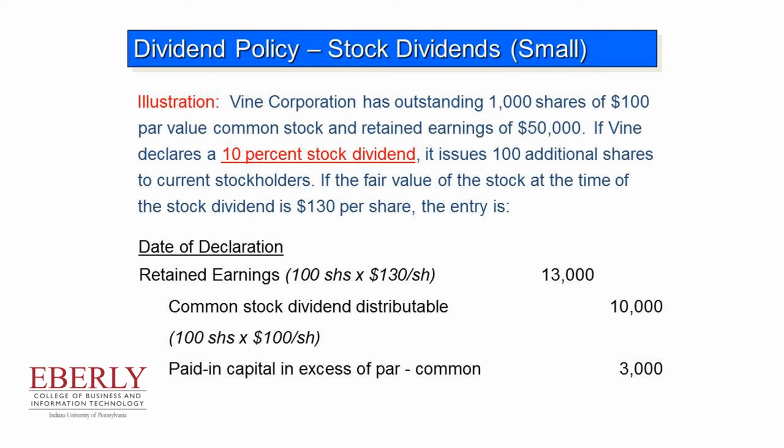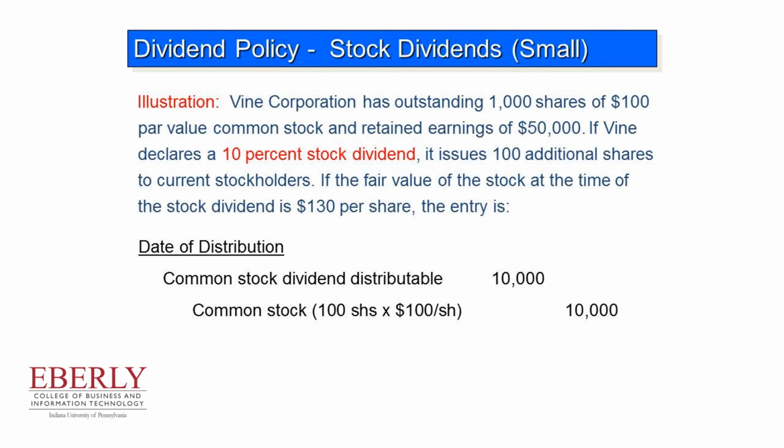So now, on the date of declaration, this is what we do. We are going to debit retained earnings for 100 shares times $130 per share, which is $13,000. So what do you credit? Well, I just told you that we're going to take the money out of retained earnings and move it up to the paid-in capital section of the stockholders' equity in the balance sheet. So what do you have in the paid-in capital section? Common stock and additional paid-in capital, right?